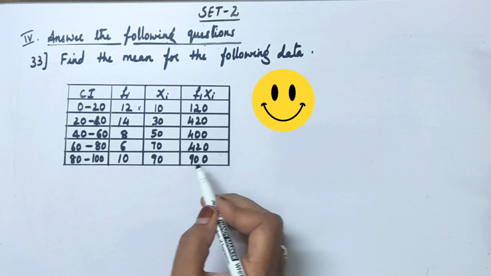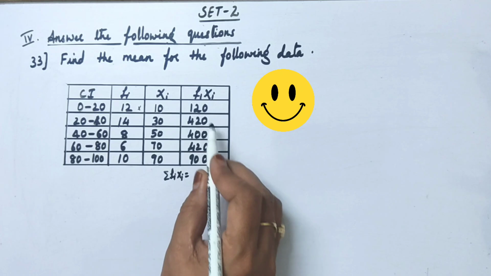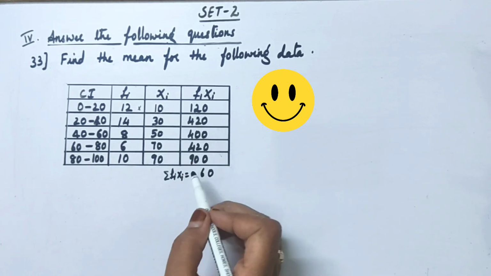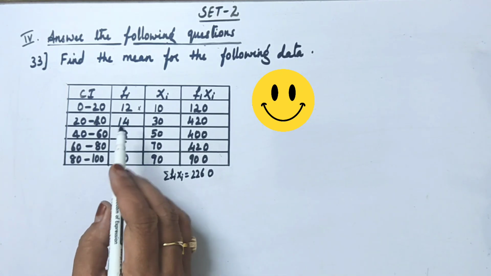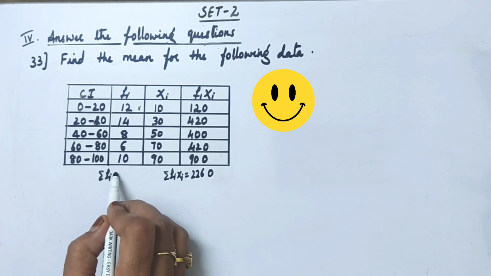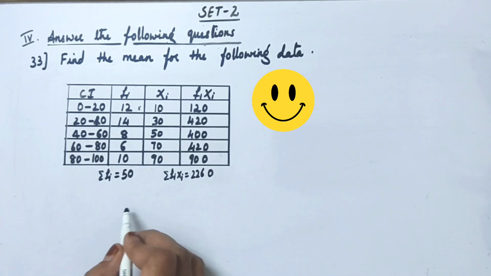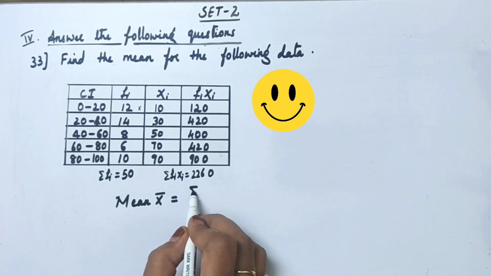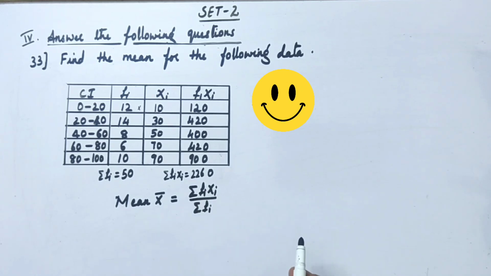Now you can see, let us add all this. I'm going to get here sigma fixi 2260. Okay, and sigma fi will be 50. Okay, now the formula for this is mean x bar equals sigma fi xi upon sigma fi. This is the formula for the direct method.